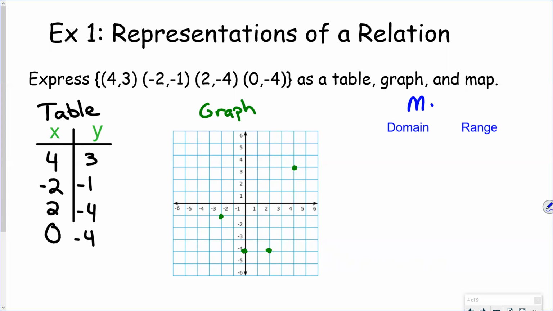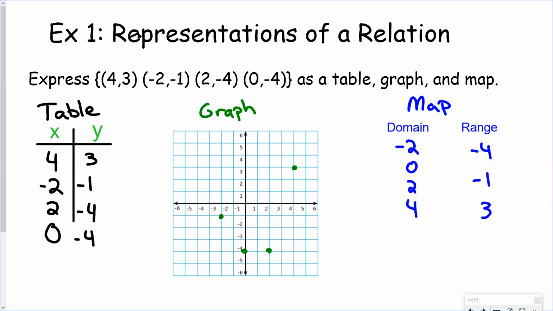The last is what's called our map. If you remember, domain is our X values, range is our Y values. Here we write down our domains in numerical order: -2, 0, 2, 4. And then we write down our ranges, and we try to do it in numerical order. -4, well, since there's two -4s, I only have to really put one -4, and you'll see why in a second. And then we go -1, and then we go 3.